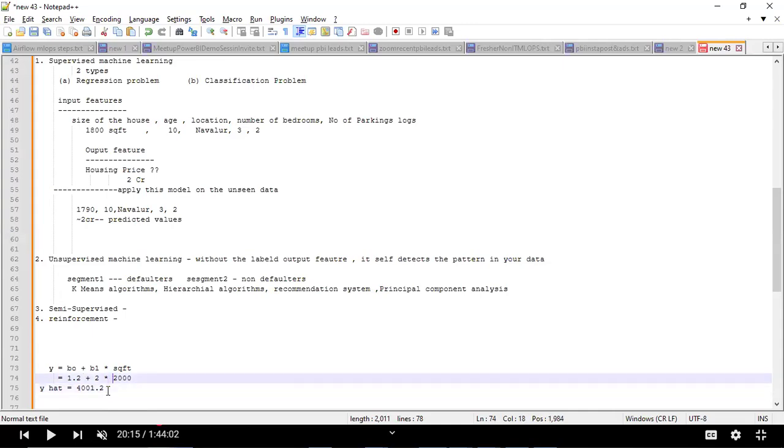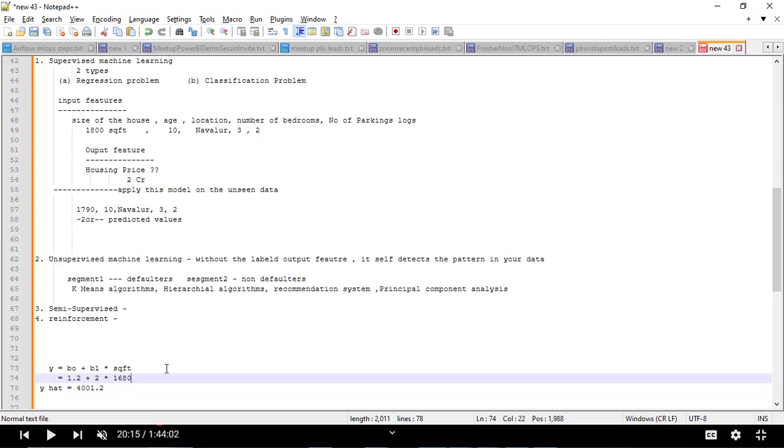Okay, somebody says 1,680 square feet. Since you have the values for both the intercept and slope, you multiply 2 by 1,680. How much? 3,360, right? 3,360 plus 1.2, 3,361.2. That is the estimated housing price for the 1,680 square feet house.